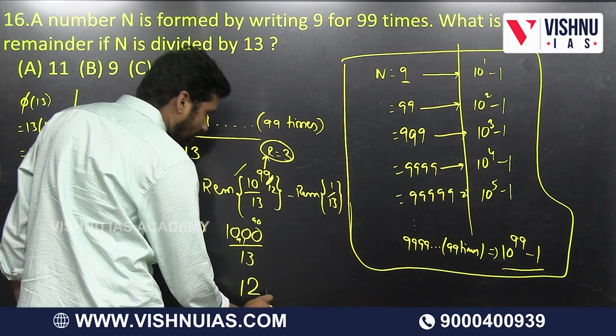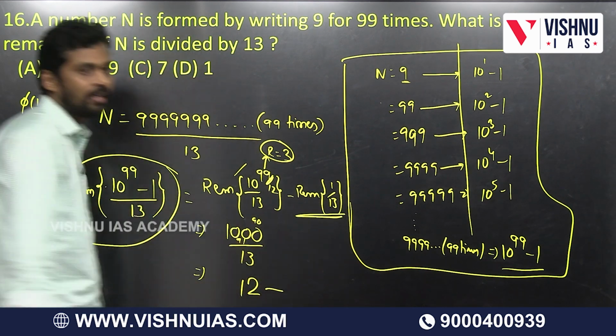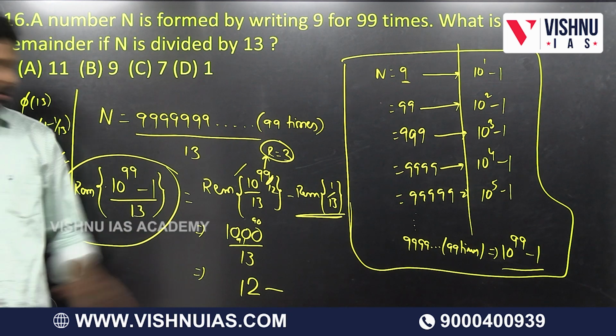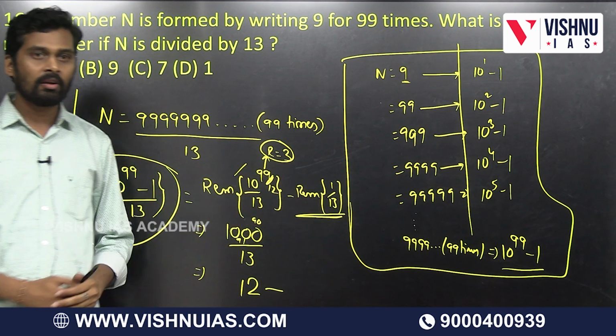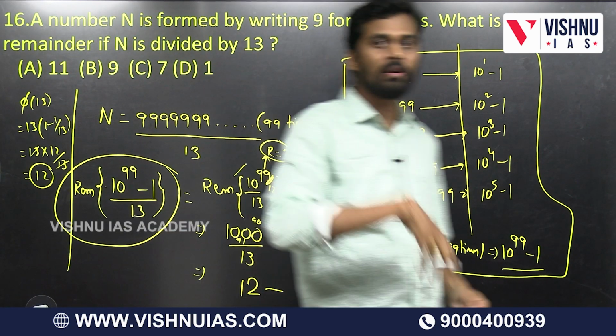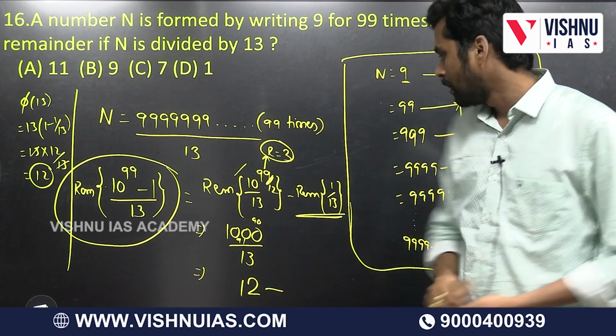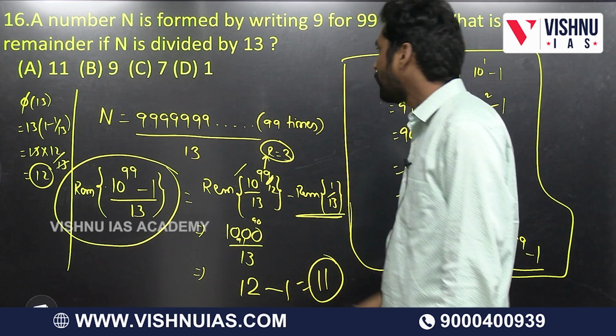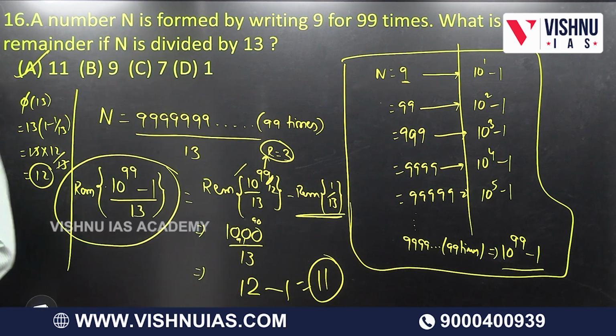12 is the remainder. Minus, there is one more expression, right? Remainder of 1 by 13. 1 is a smaller number, 13 is a larger number. As we know, when you divide the smaller number with the larger number, the remainder is always the smaller number, 1. So 12 minus 1 is 11. So 11 is the answer. Okay.